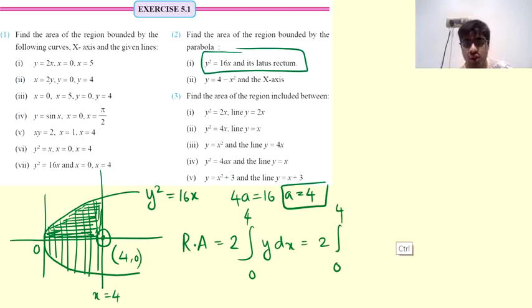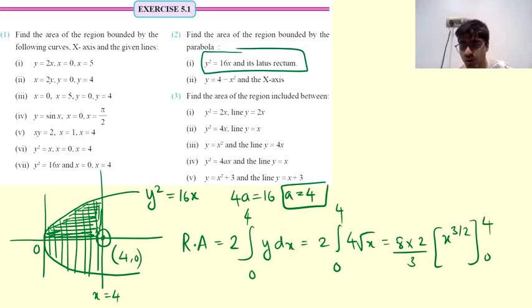Y for the given function is 4 root x. That will be 8 into x power half. The integration is x power 3 by 2 upon 3 by 2, which can be written as into 2 by 3 outside the bracket. This goes from 0 to 4. This is 16 by 3 multiplied by 4 power 3 by 2. We have calculated it too many times. It's going to be equal to 8. You put a 0 here, so minus 0. 16 into 8 by 3, that's going to be 128 divided by 3.